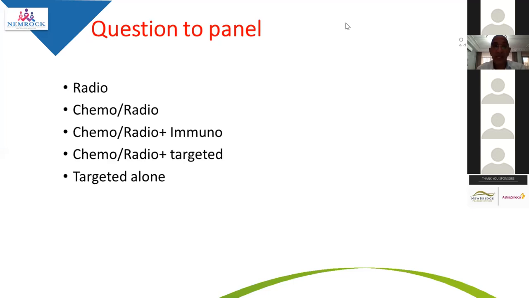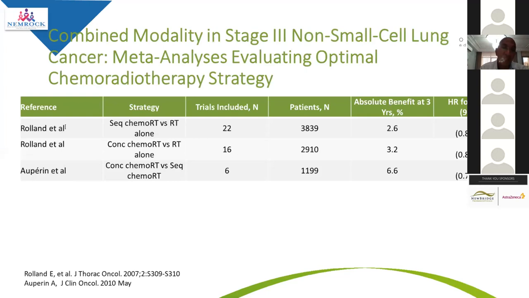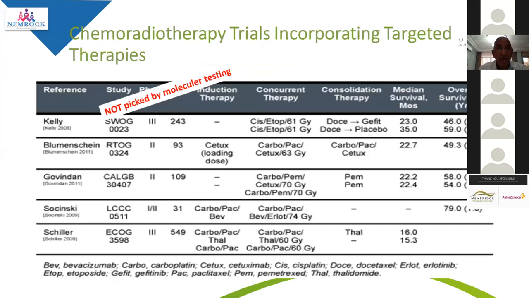So we remember that in the combined analysis, concurrent is better than sequential radiotherapy or radiotherapy alone. So obviously she's supposed to receive some sort of concurrent chemoradio. Remember also that all the targeted therapies, whether anti-EGFRs or the addition of something like Bev or even erlotinib, did not show any benefit as a consolidation therapy following induction chemoradiotherapy. But remember also that these patients were not picked by molecular testing. So we don't have the data on whether they could improve in patients with an EGFR mutant.